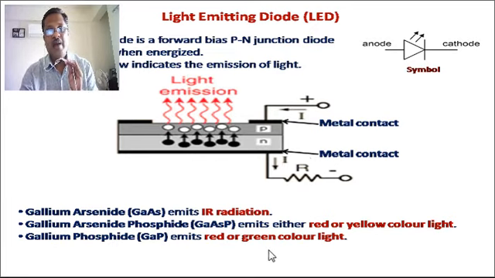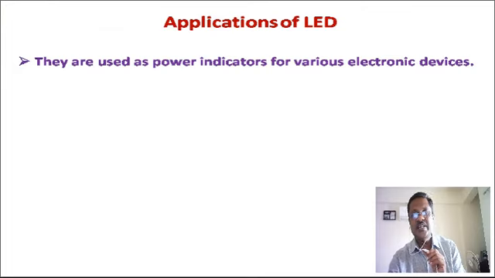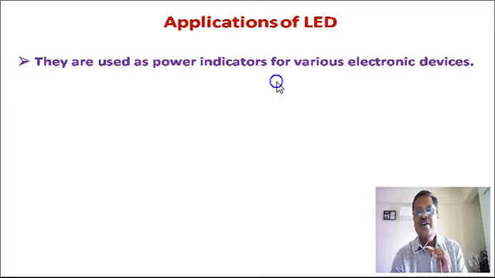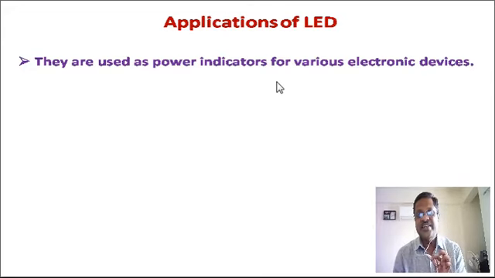Now there are several applications of light emitting diode. The first one is they are used as power indicators for various electronic devices. In many electronic devices, the light emitting diodes are used as power indicators, meaning we can know whether the device is on or off. Generally, red and green color LEDs are used as power indicators for different electronic devices.